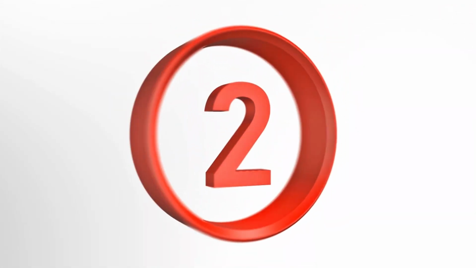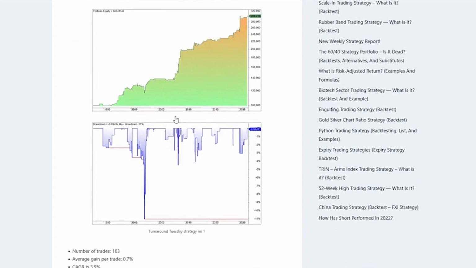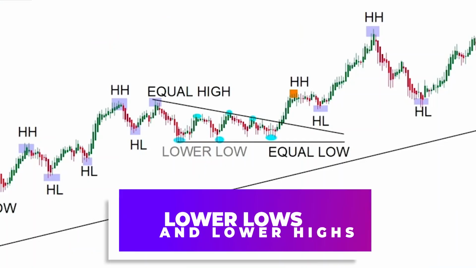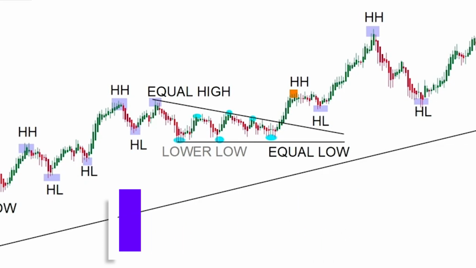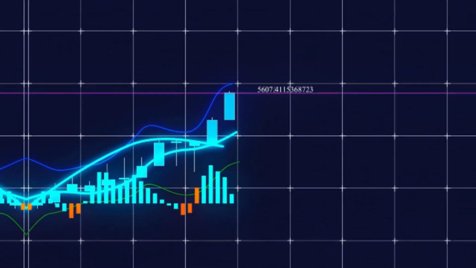Let's go to the second ETF trading strategy. This one's also one of the hundreds of ETF trading strategies we've published on our website since we started writing in 2012. The strategy is called Lower Lows and Lower Highs and was published years ago. It's a mean reversion strategy and works for many stock ETFs.